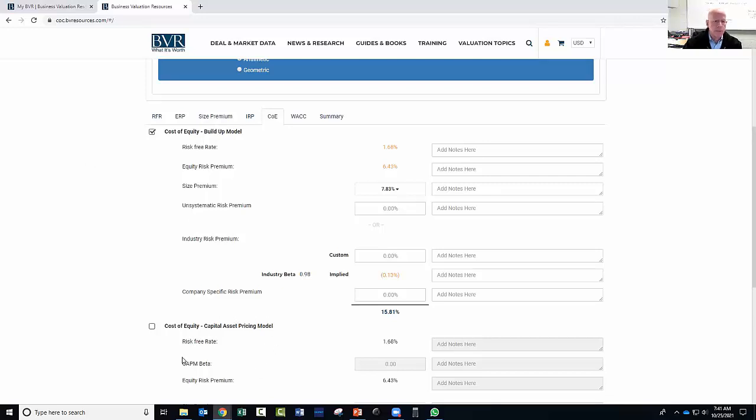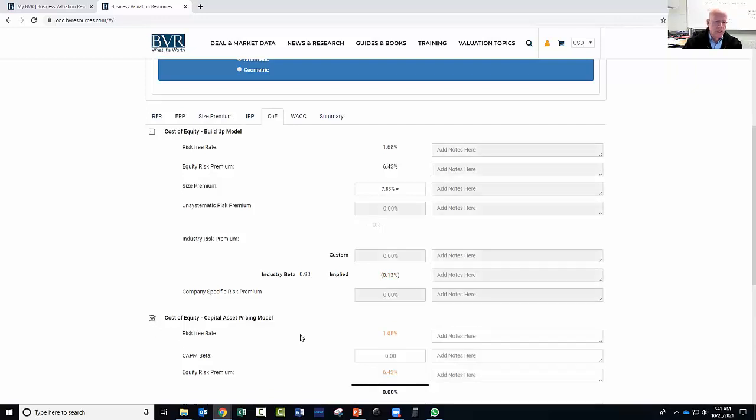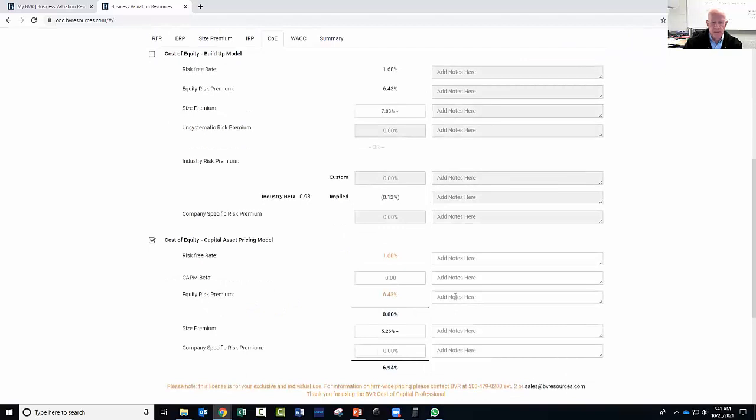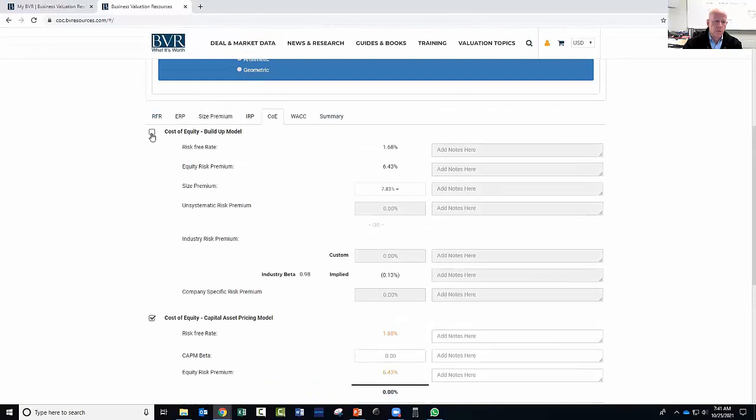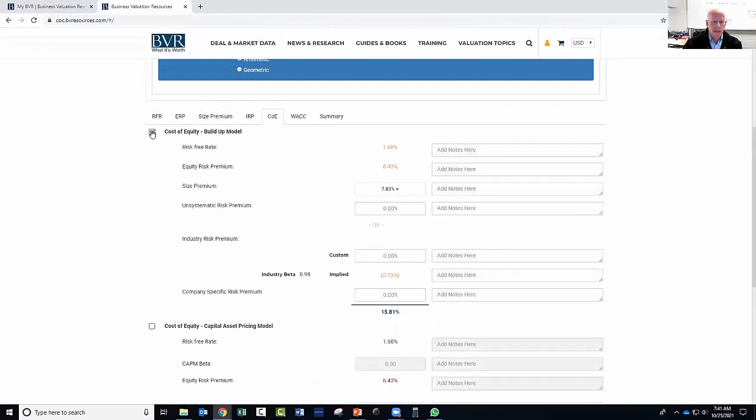I'm doing it through the build-up method. If I chose to, I could use capital asset pricing, but I have to think about what the beta is. And in this case, I don't want to do that. I want the system to do it for me. And so I'm allowing that to take place. But notice some of the inputs here.